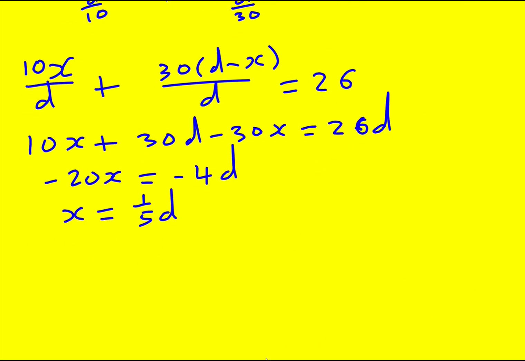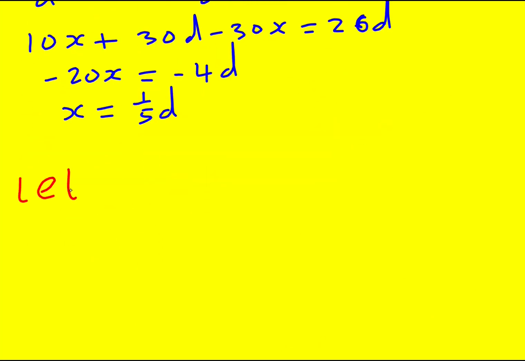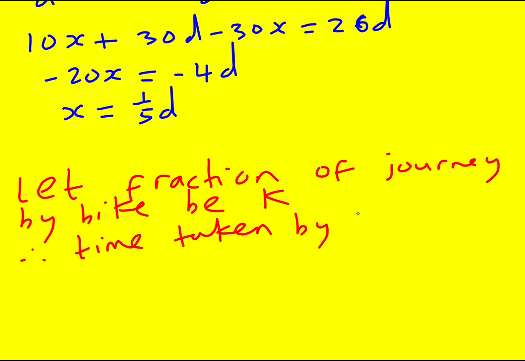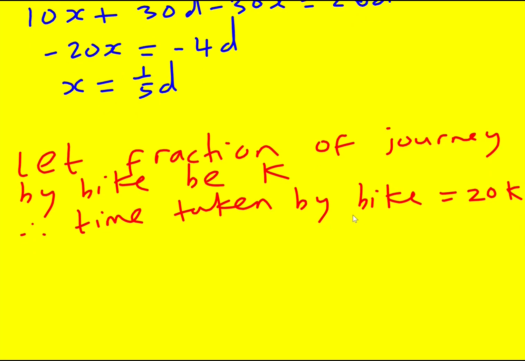Okay, method 2. So, this is courtesy of the official solutions, by the way, let the fraction of journey by bike be k, and therefore the time taken by bike will equal 20k, because it took 20 minutes for the whole journey. So it's 20 times the fraction that would go by bike.